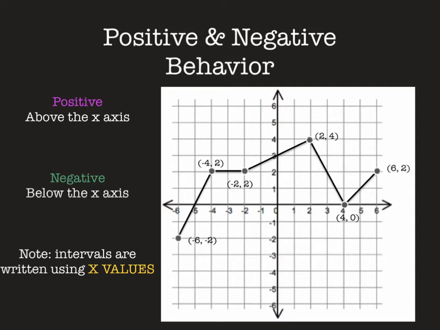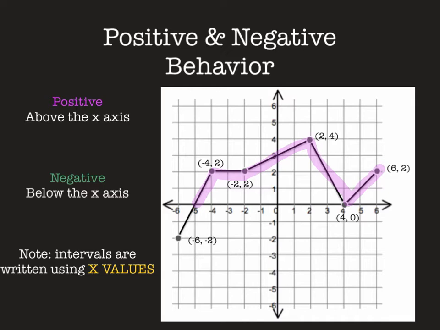Okay, next up, positive and negative. Way easier than the last one. It's positive if it's above the x-axis, and it is negative if it's below. So I'm going to go through again with my highlighter, and I'm going to say, okay, everywhere that it's above the x-axis, that is my positive. This is positive, it's positive, there we go.